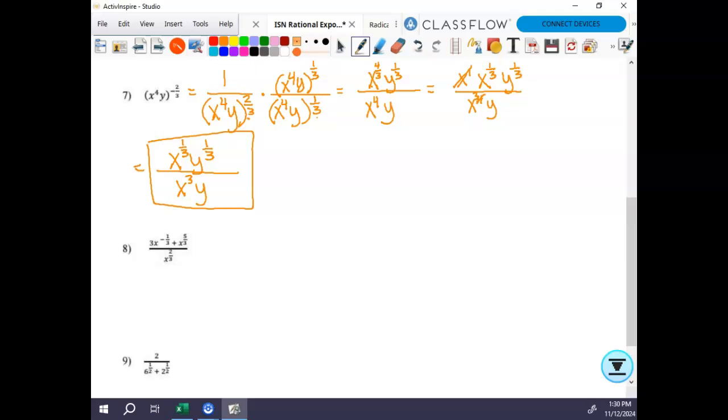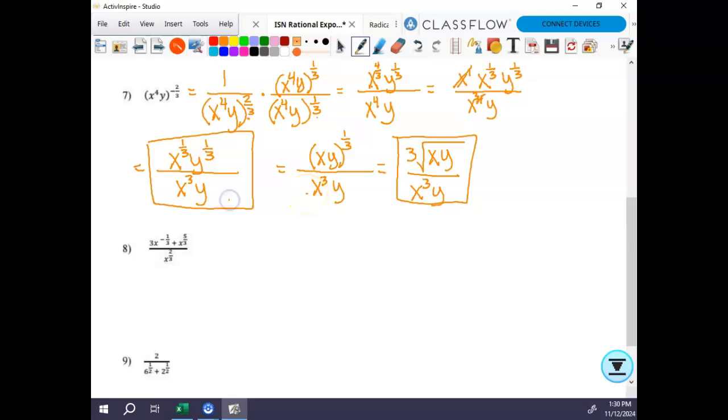Okay. I also have to put it in root form, right? So another way I can write this is xy to the 1/3 power over x cubed y, which means this is the cube root of x times y over x cubed y. And which form is better? Really just depends on what your directions say or what you are using it for. This would be an acceptable version of that as well. Either way is fine. What questions do you have?